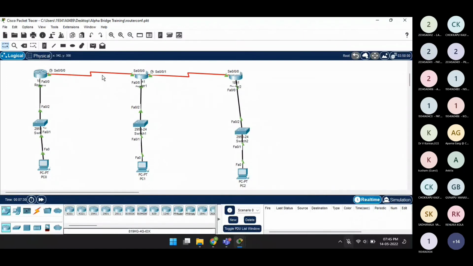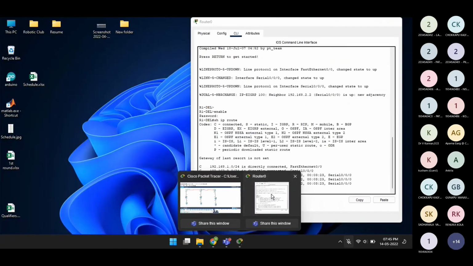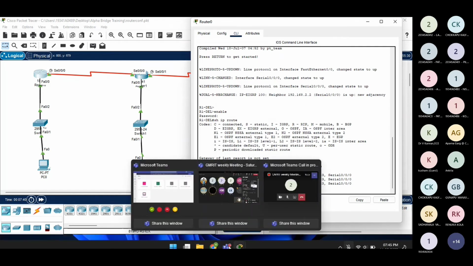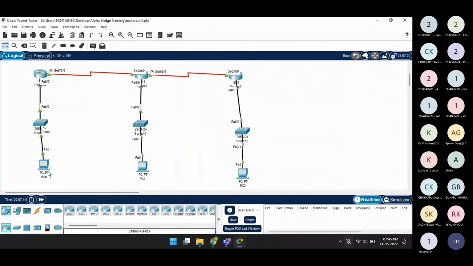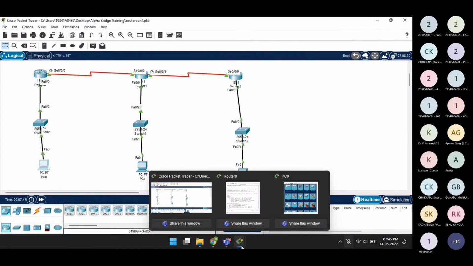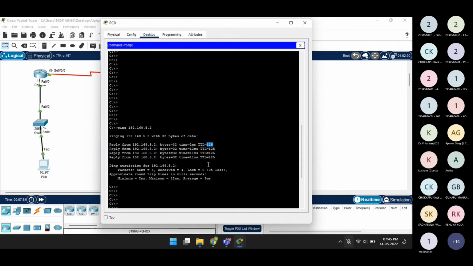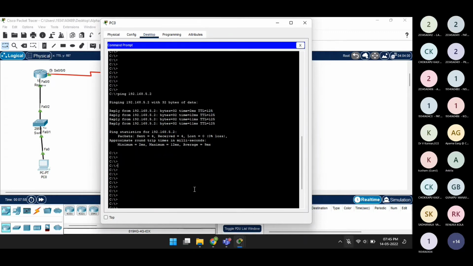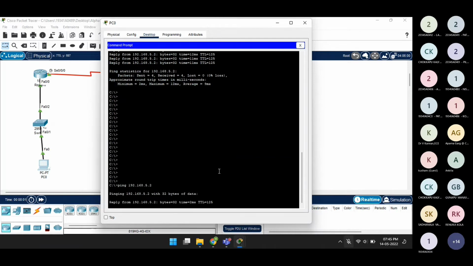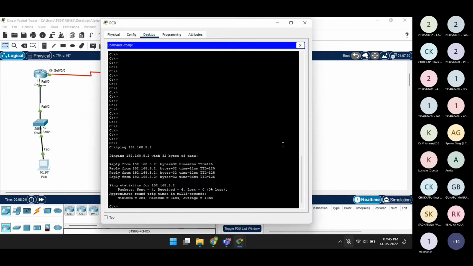Hariprasad, you can share your screen. Okay, Hariprasad, ping any system. Okay, Hariprasad, you can stop sharing.